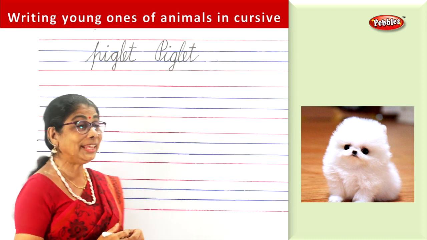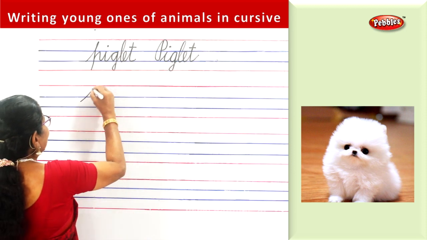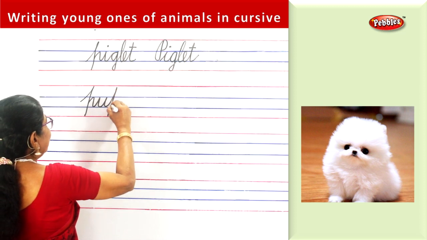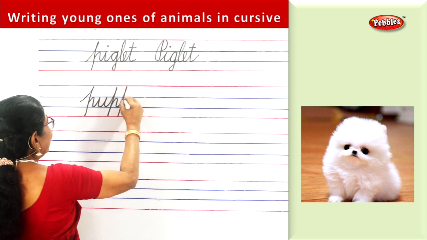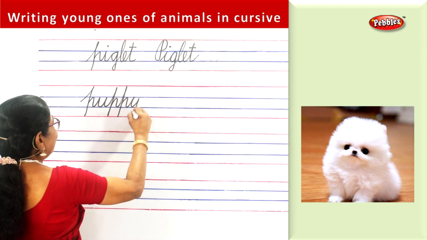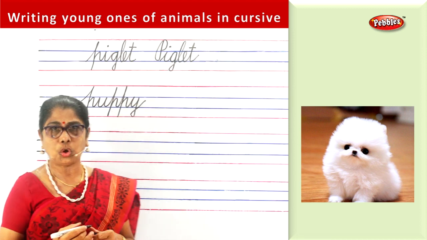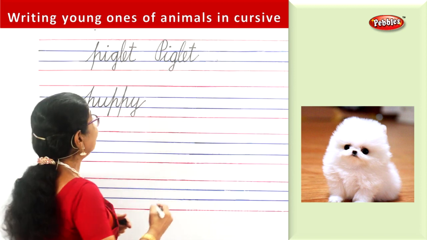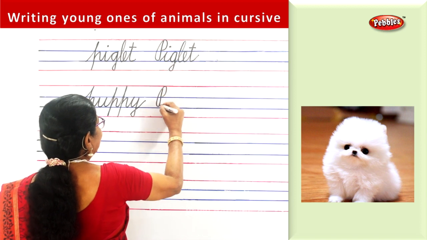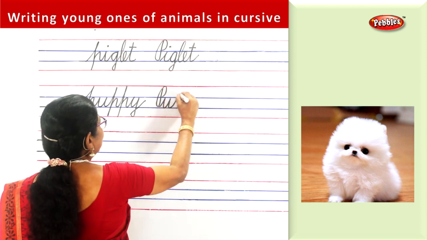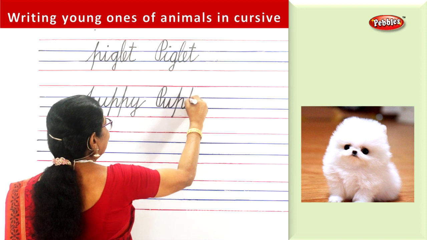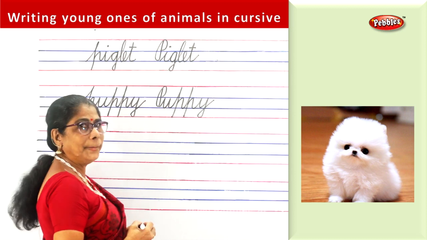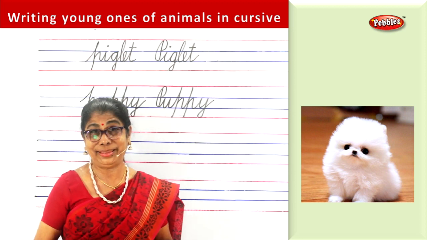P-U-P-P-Y. Puppy. Good. Let's write. P-U-P-P-Y. Puppy. Young one of a dog is called a puppy. Let's write. P capital. P, U, P, P, Y. Puppy. Baby dog is called a puppy.